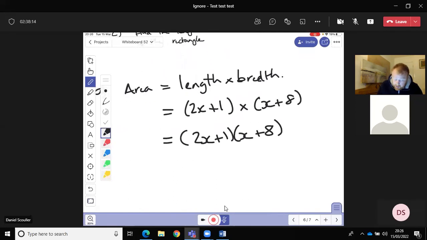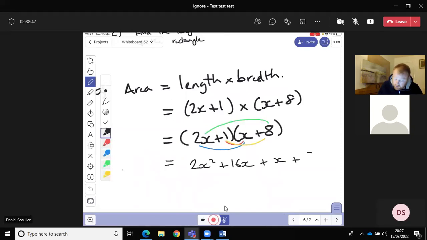So if I break those brackets, that's just doing our FOIL. So the first terms, 2x multiplied by x would give us 2x squared. Our outside terms, 2x multiplied by 8 would give us 16x. Inside, 1x. And your last terms, what were not used.